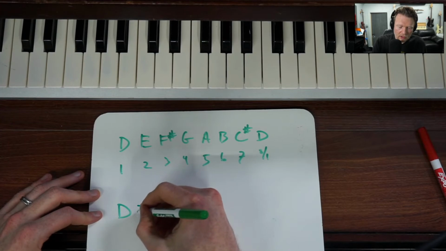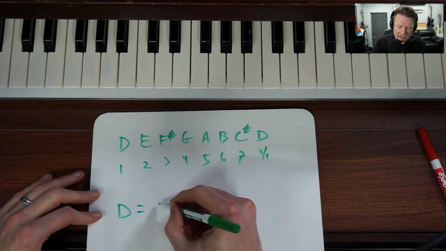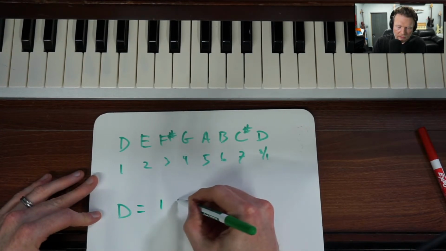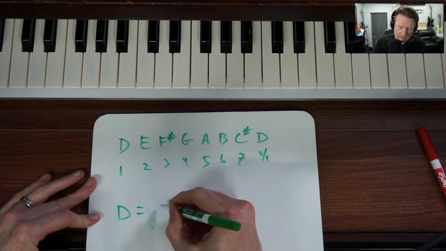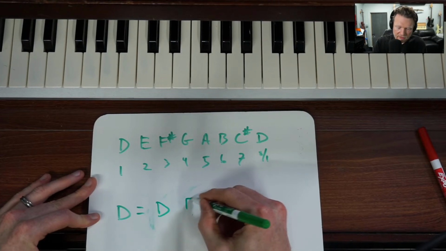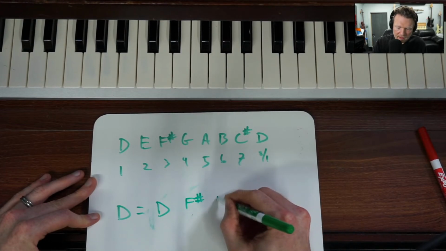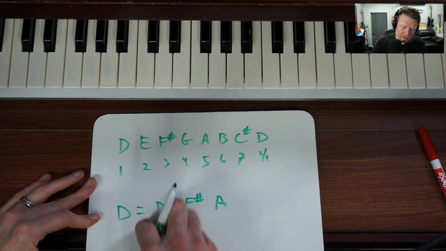So a D chord, a D major chord, is going to be the 1, 3, and the 5, which are D, F sharp, and A. Okay. Very simple right there.